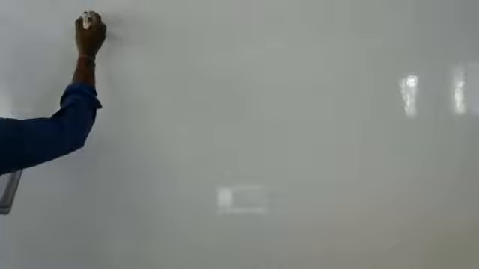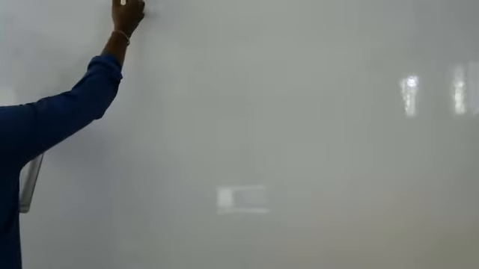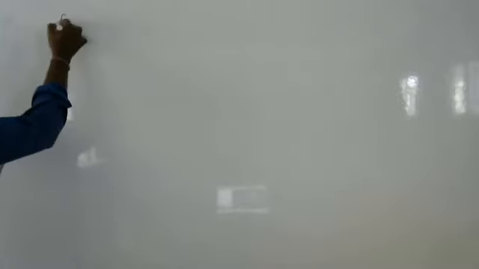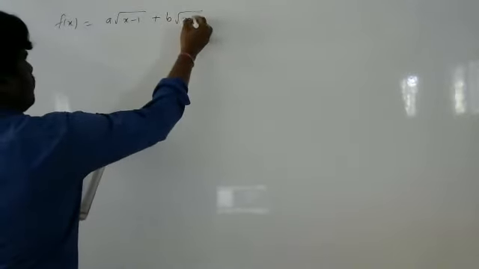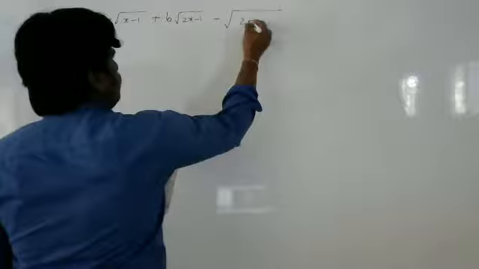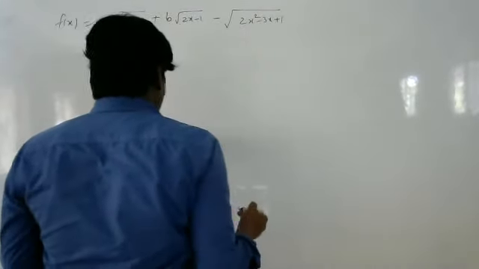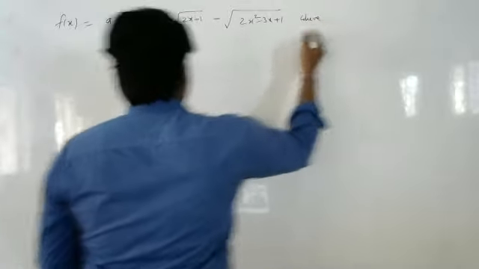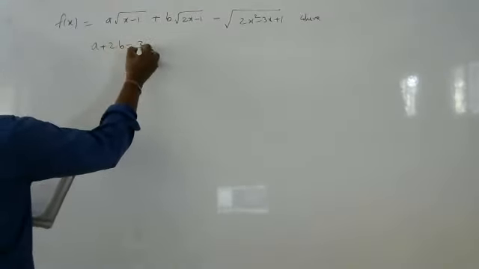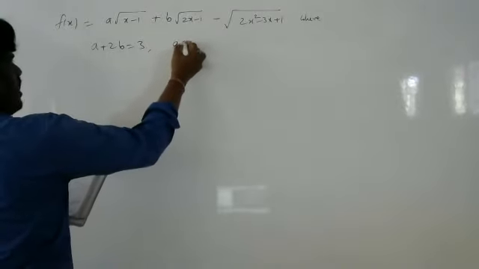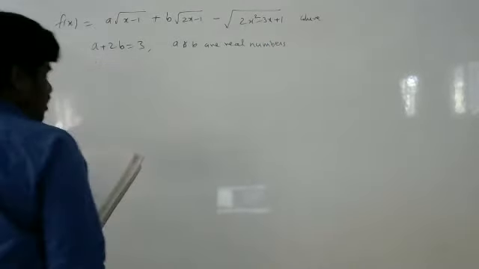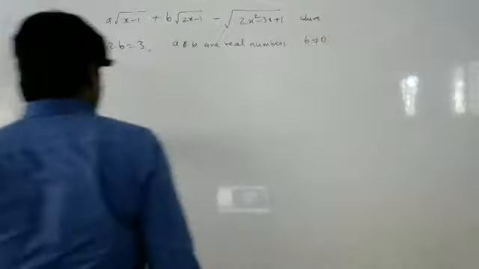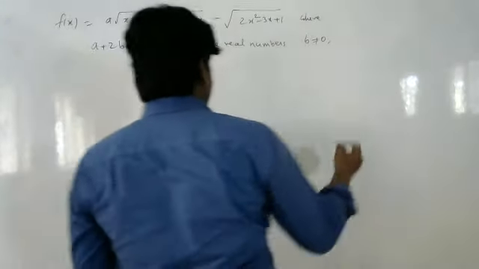The question is: prove that the function f of x is equal to a under root of x minus 1 plus b under root of 2x minus 1 minus square root of 2x square minus 3x plus 1, where a plus 2b is equal to 3, a and b are real numbers, where b is not equal to 0, always has a root in 1 comma 5.